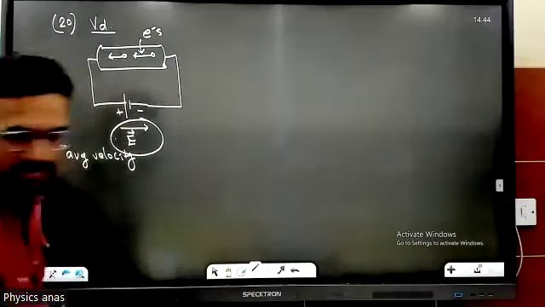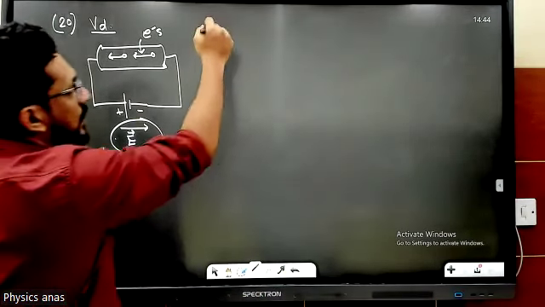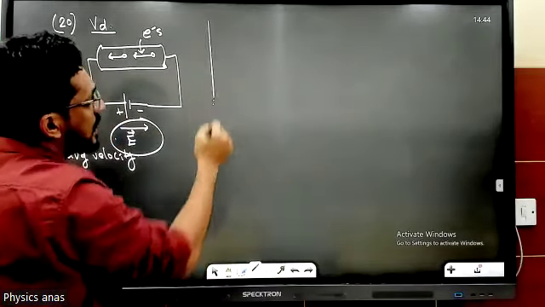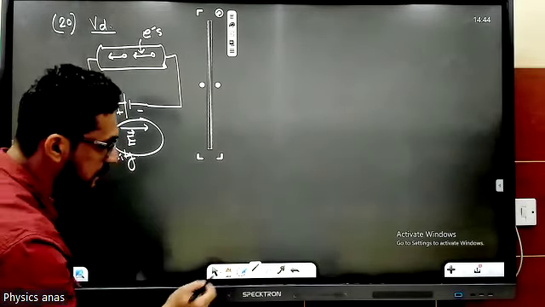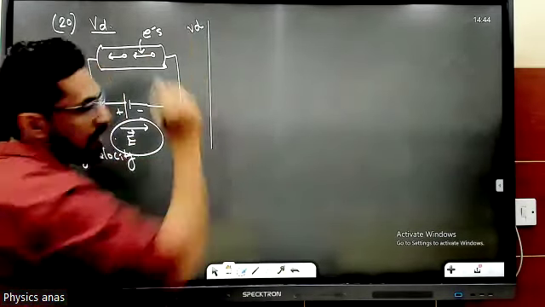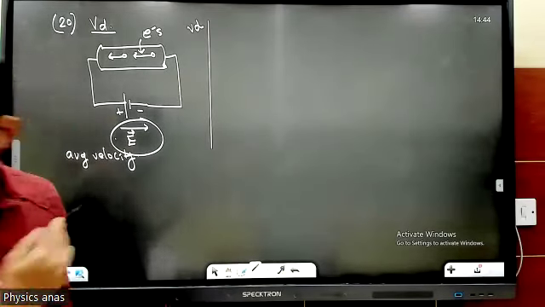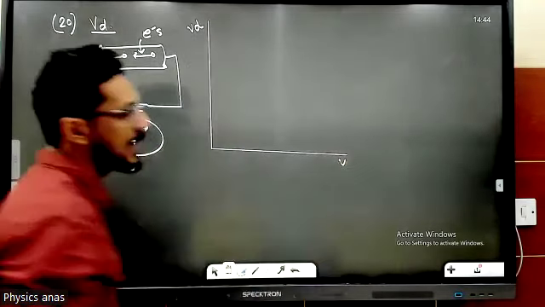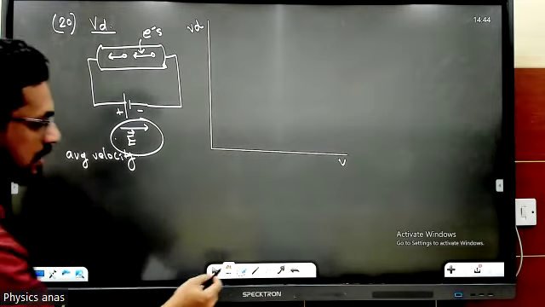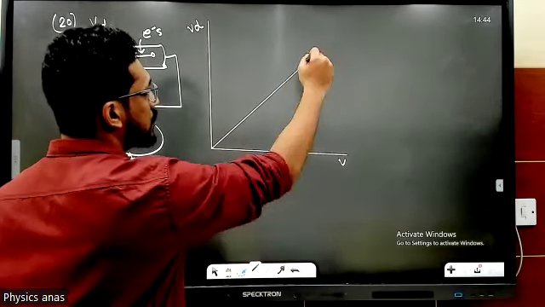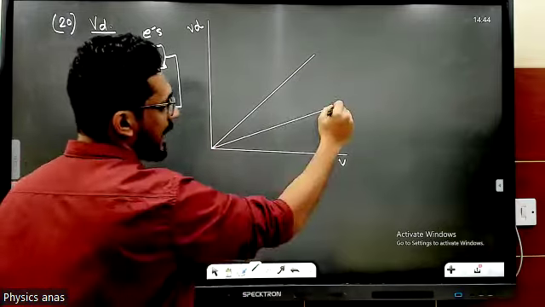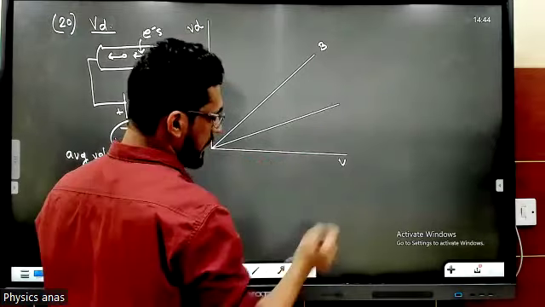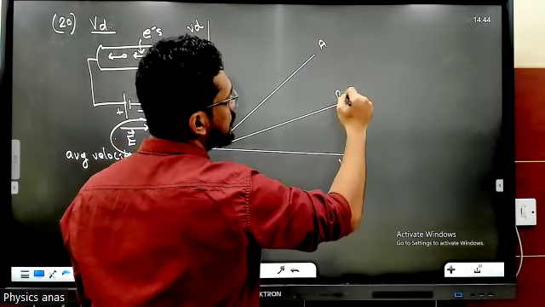There is a graph in the question. In that graph, on the y-axis, you have drift velocity. And on the x-axis, you have voltage or potential. And there are two graphs, two lines. The first line is A. The second line is B.